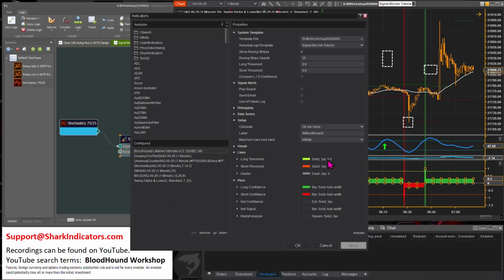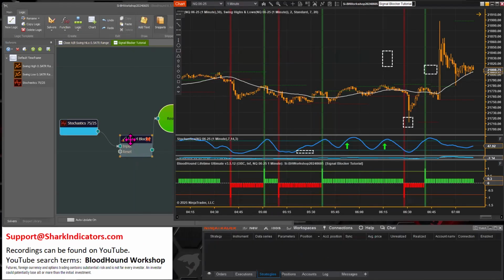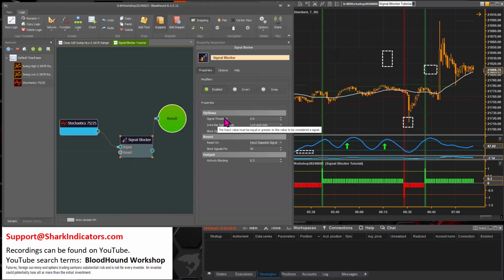The BloodHound's output has to exceed 80% of that fuzzy logic calculation, right? So I'm not going to get into fuzzy logic here, but I just want to explain that that is what this signal threshold is referring to. So the output needs to exceed 80% before the signal blocker considers it a signal that needs to be blocked, right?